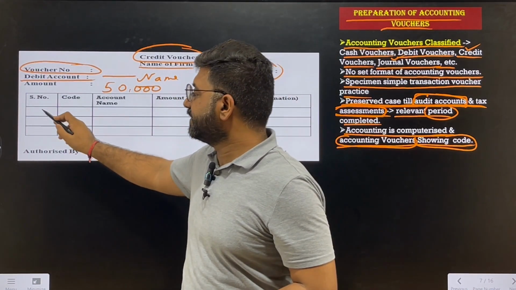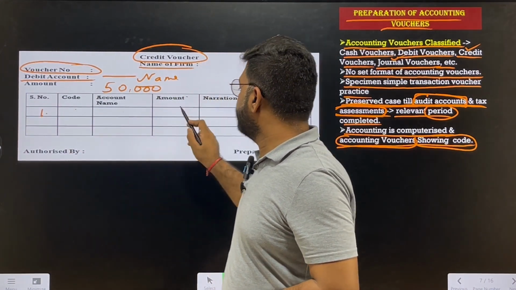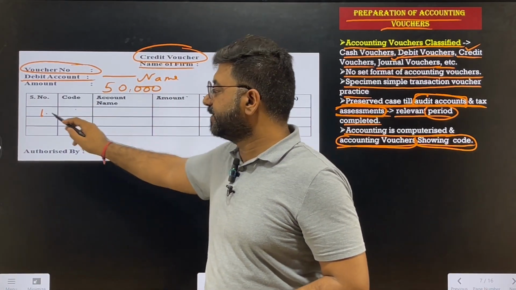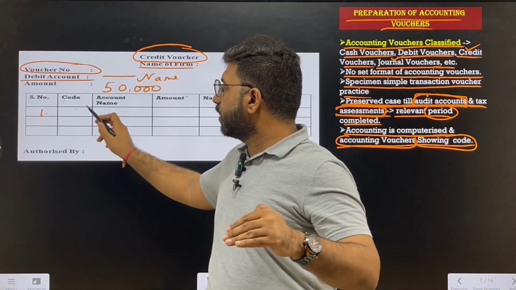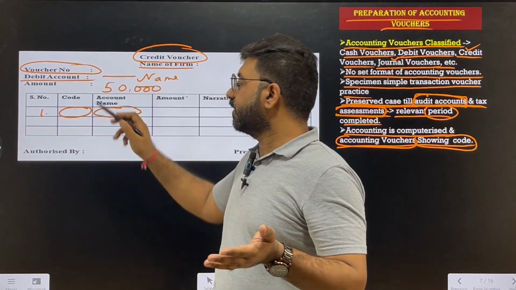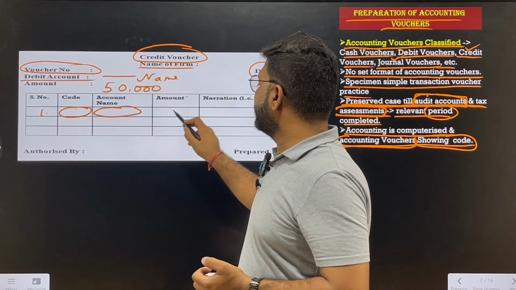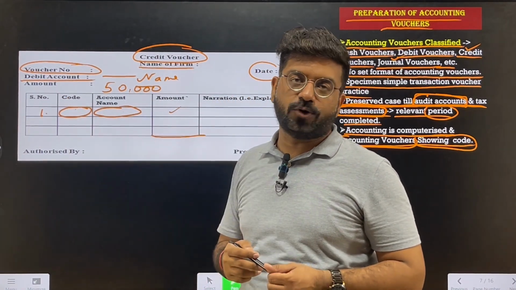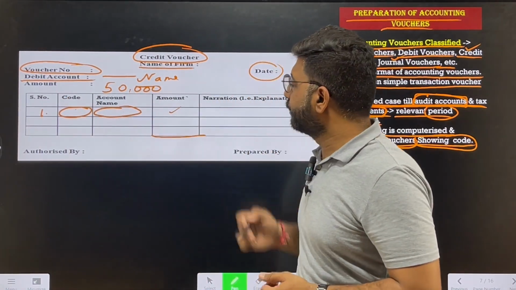Next, we will write the serial number, code, account name, amount, narration. Each and everything will be written with the information, that is serial number, what are the items, what are the code of the items which we have sold, and the account name, what are the item descriptions, and the amount, and the total amount as a whole will be written at the top. Okay, this was the pro forma.